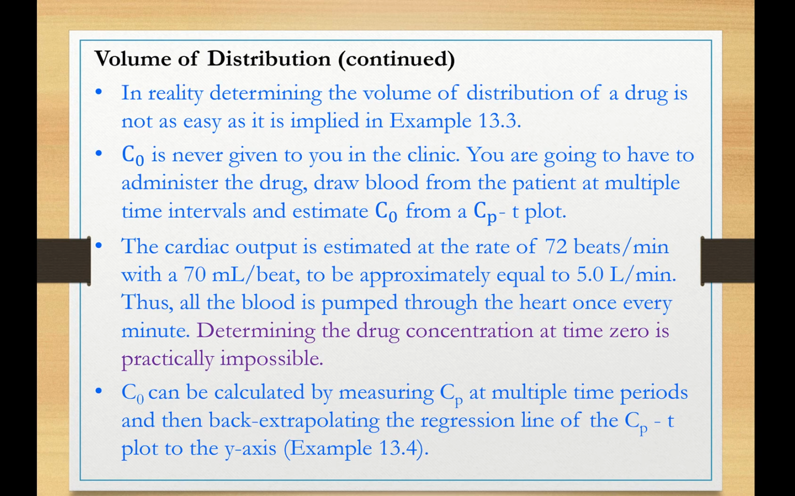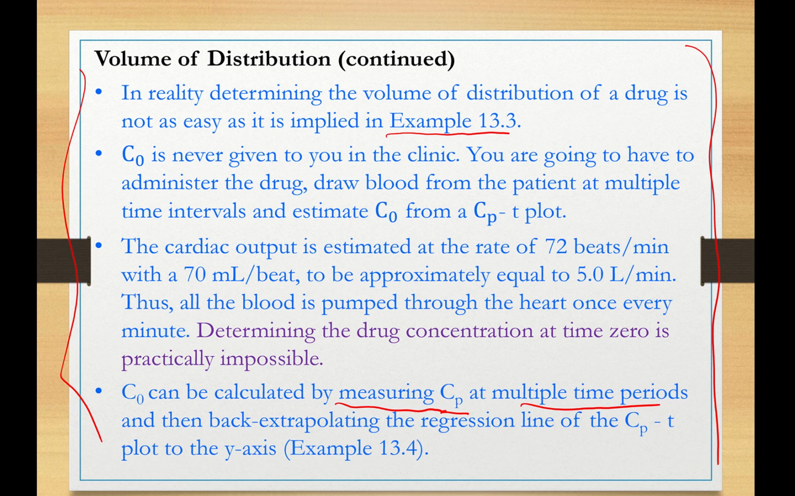Now, in reality though, in real practice, determining the volume of distribution of a drug is not as easy as is implied in example 13.3. So basically what I'm saying here in all these bullet points is that nobody can determine C0. You understand that by the time you inject the IV bolus, it's already 1 minute anyway. So how would you determine the concentration of the drug at 0 time? You can do that by measuring CP at multiple time periods and then use the first order equations.